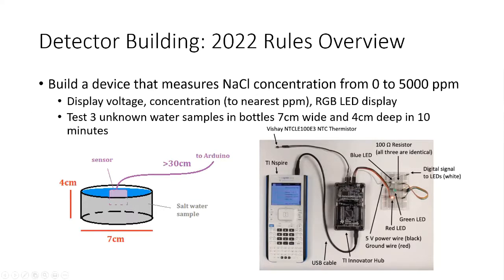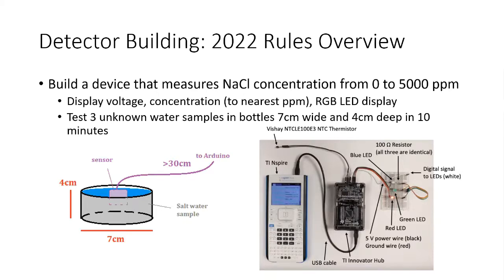And ppm means that if you have, let's say, 1 ppm concentration, you have 1 particle of salt for 1 million particles of water. And this device will have to display the voltage and concentration to the nearest part per million, and also display an LED color based on the concentration range. So at the competition, they'll tell you if the concentration is between 0 to 1,000, display the blue LED, between 1,000 and 5,000, display the red LED. So that's what this LED stuff is about.